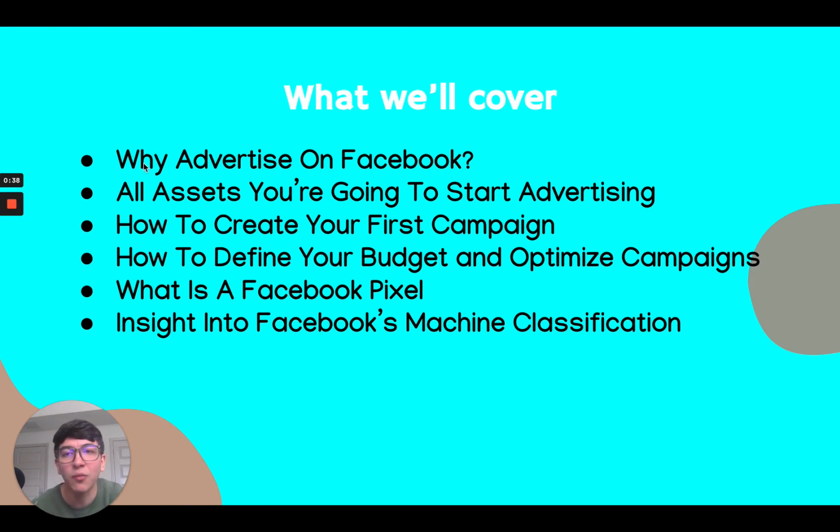We're going to cover why advertising on Facebook makes sense. We're also going to go over all of the assets that you're going to need prior to advertising on Facebook. And we're also going to go over how to create your first campaign. We're going to define your budget and show you how to optimize your campaigns. We're going to go over what a Facebook pixel is, and also we're going to touch a little bit on what the Facebook algorithm is. That way you're not just in the dark about it.